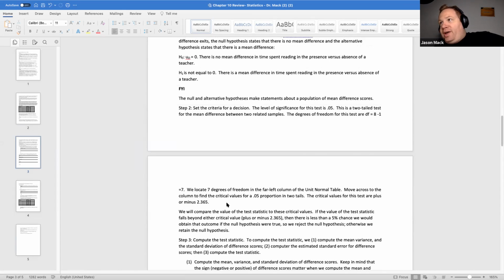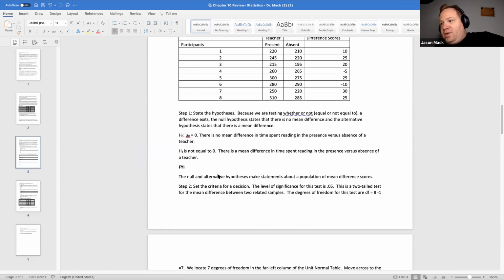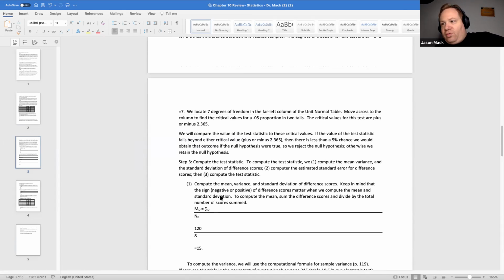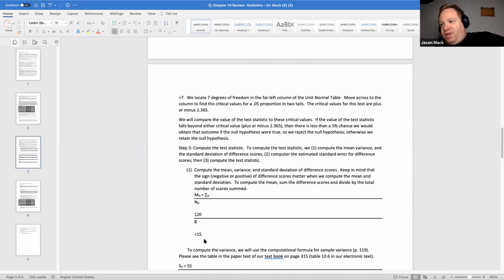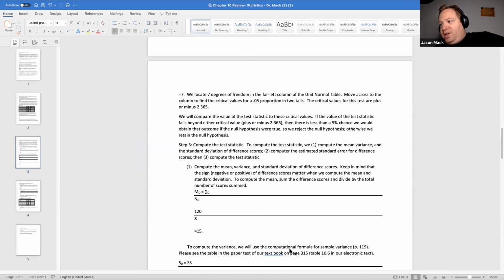Then we divide it by 8. Where do we get 8 from? The number of participants, basically our population or sample. That's going to equal 15. To compute the variance, we use a computational formula.